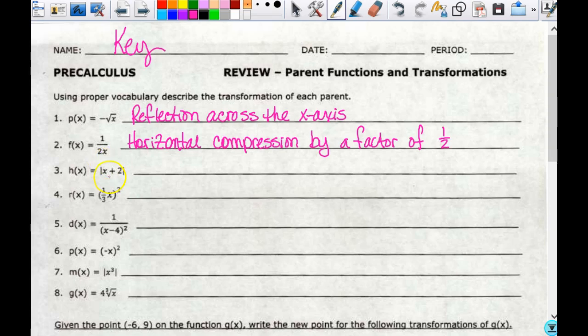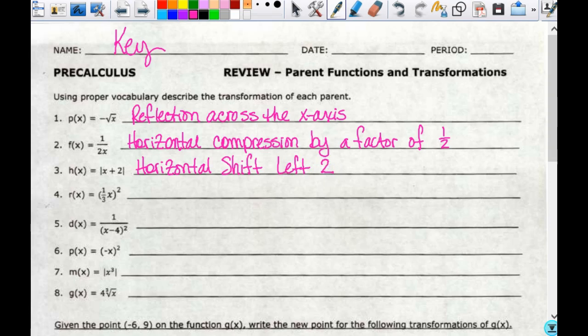And here, absolute value function, we are changing the x, so we do the opposite. So instead of adding 2, we're going to subtract 2. So this is a horizontal shift. And then since we're subtracting 2, this is going to be left 2.